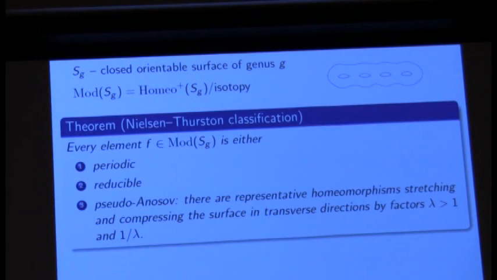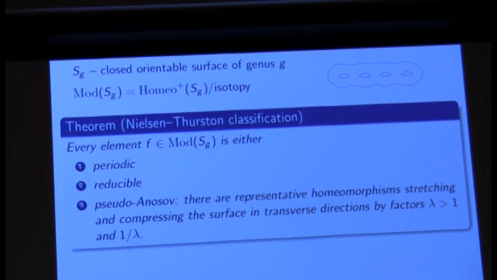And again, we have this Nielsen-Thurston classification of mapping classes. We have periodic, reducible, and pseudo-Anosov elements. And we also study pseudo-Anosov mapping classes, which once again, the topological intuition is that they are stretching the surface sort of like a rubber band. When you stretch it in one direction, it shrinks in the other direction.